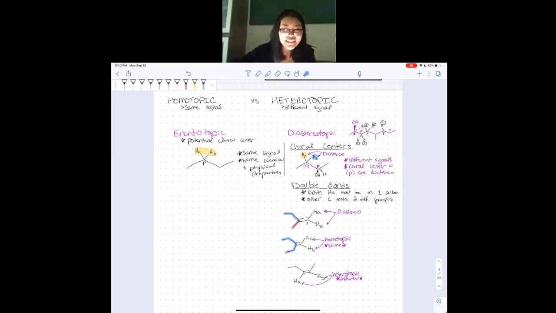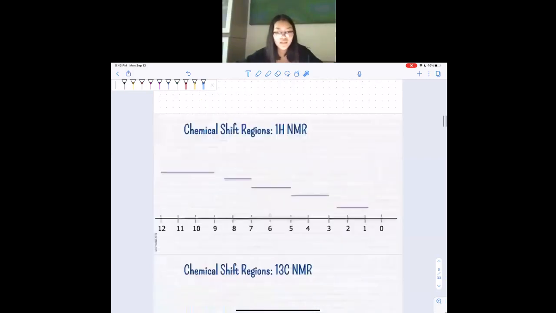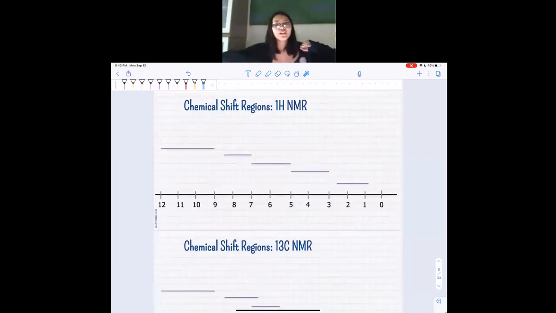Okay. So Rosemary covered the main stuff. I like to call it the main stuff. But now we have to learn about chemical shifts. Not learn, but relearn, I guess. HNMR and CNMR are going to have two different regions, right? They do not have the same PPM. HNMR is usually the one that you need to focus on. CNMR is just there for, you know, whatever.